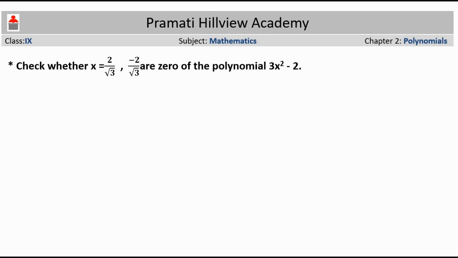Let's check whether x equals 2 by root 3 and minus 2 by root 3 are the zeros of the polynomial 3x square minus 2.